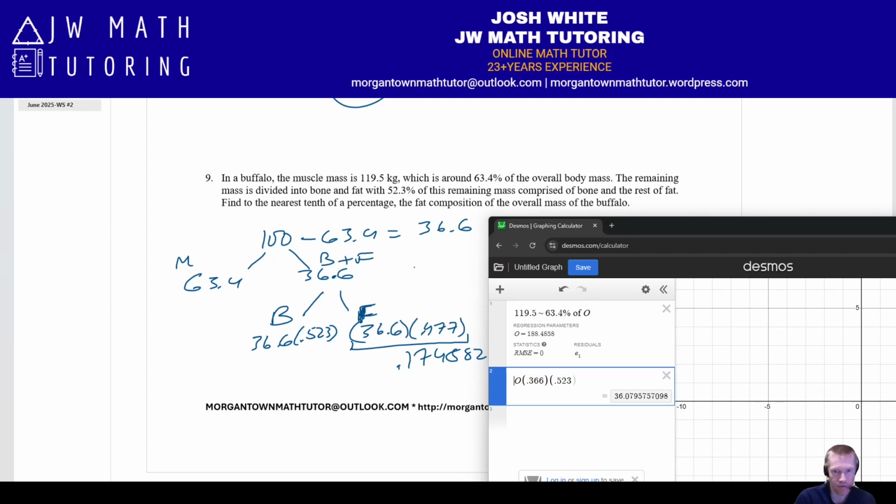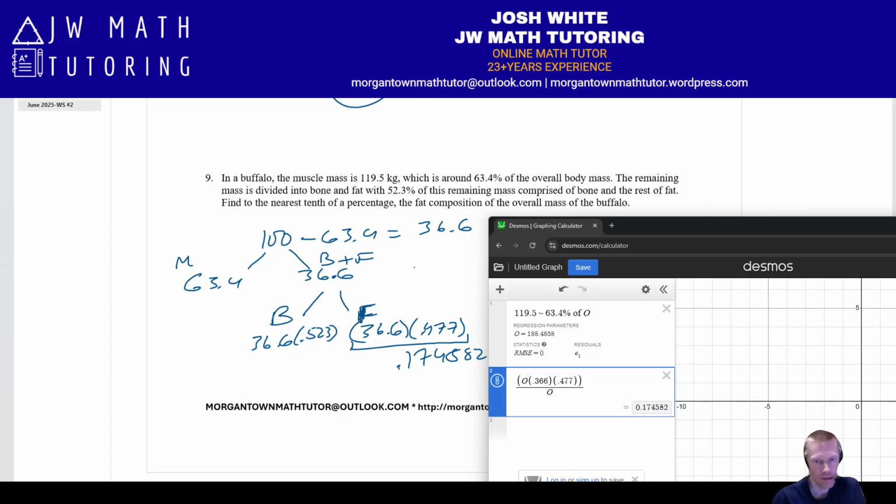Now, to get the mass of fat, I could just do the opposite. Or not the opposite, but multiply this, instead of by 0.523, by 0.477, which is the percentage of the fat. Again, 1 minus 0.523 basically. So the total mass of fat is this number. And now you could just divide this by the overall mass. And notice I get the same value I got doing it the other way, the 0.1745482. Now you have to multiply it by 100 in order to turn it to percent and round it.